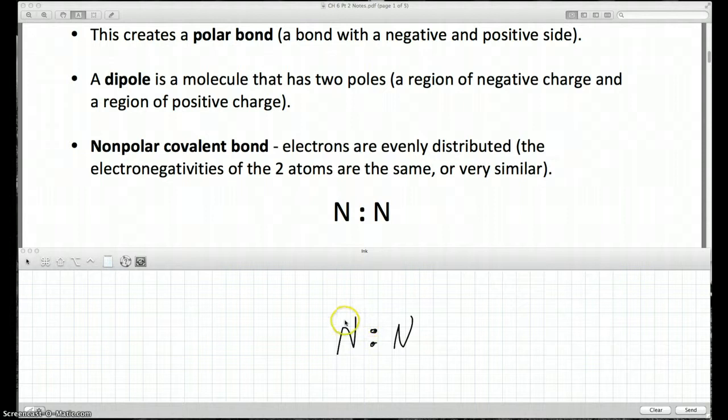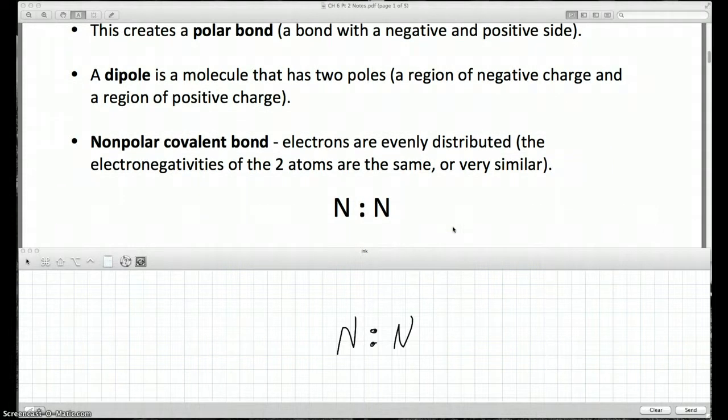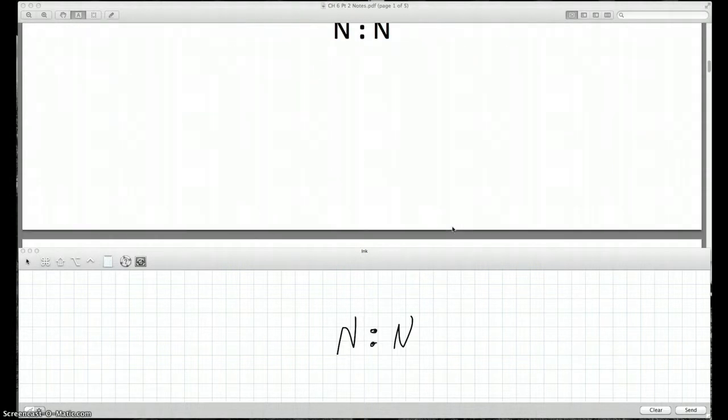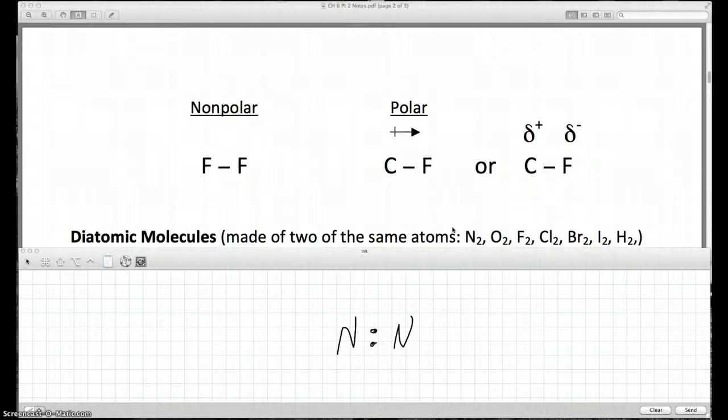So it's like having a tug of war with your exact same twin that's exactly as strong as you. No one's going to win this tug of war here. They're both pulling on those electrons evenly, so they're evenly shared. And since one side isn't pulling the negative electrons one way or the other, you don't get poles. You don't get a positive and negative side. So that's what we call a non-polar bond, when those electrons are being shared evenly. There's no symbols or anything that we use for nonpolar. We just call it nonpolar.